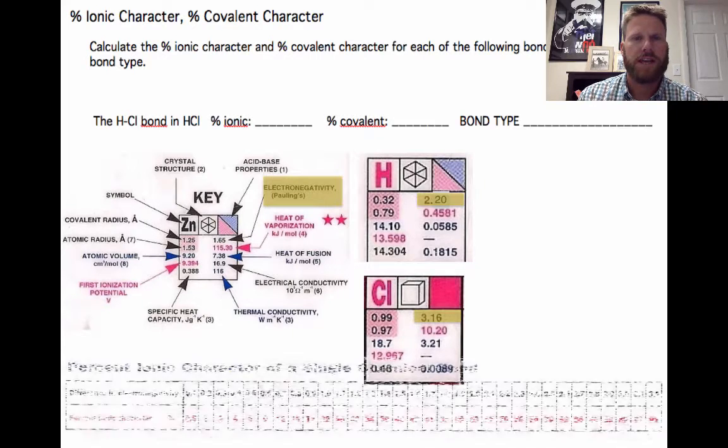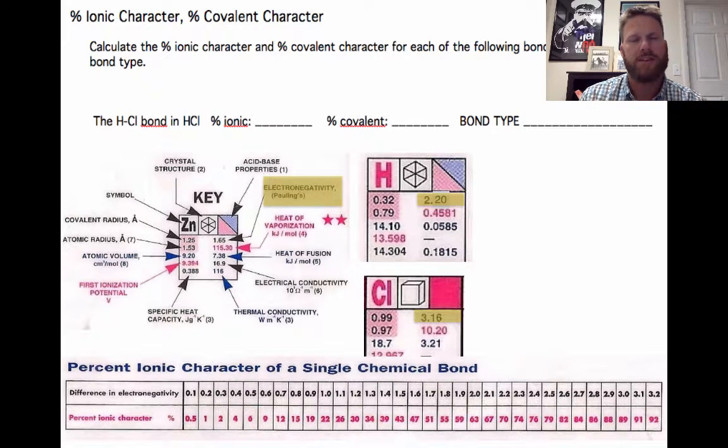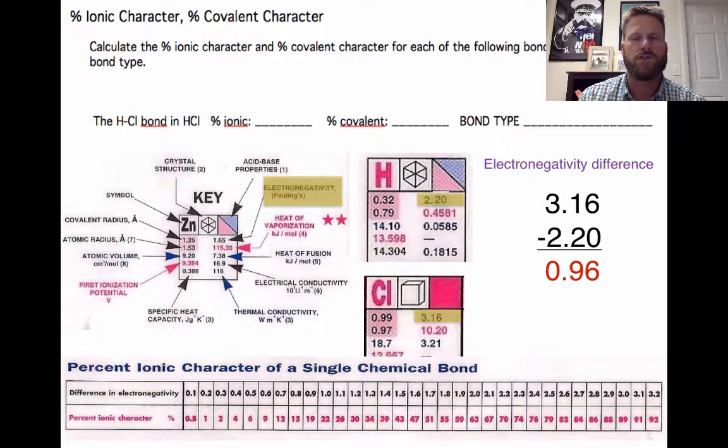Well, we want an electronegativity difference. We want to use the table at the top of that periodic table, where we need a difference in electronegativity to be able to determine the percent ionic character. Well, to get a difference in electronegativity, we have to take 3.16 minus 2.20, and we get 0.96. So if we read our table at the top of our periodic table, we can see 0.96 lies between 0.9 and 1, where the percent ionic character is between 19 and 22. So for estimating, I would say the percent ionic character of an HCl bond is about 21%.